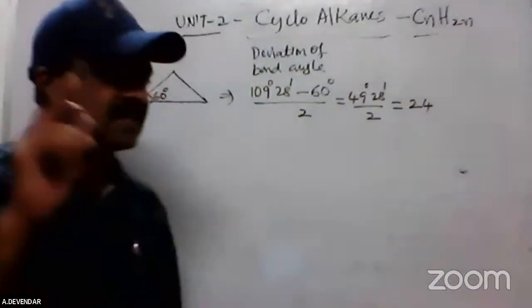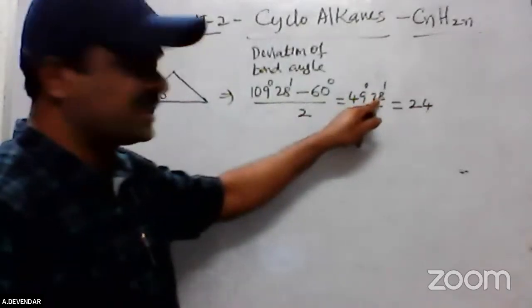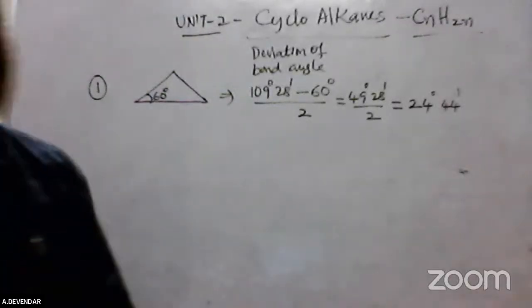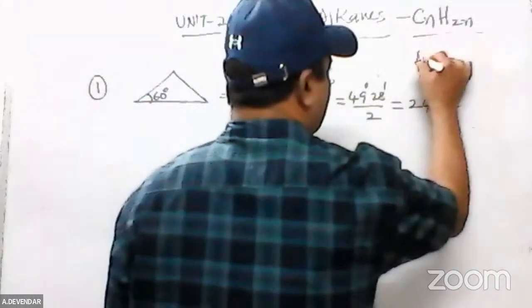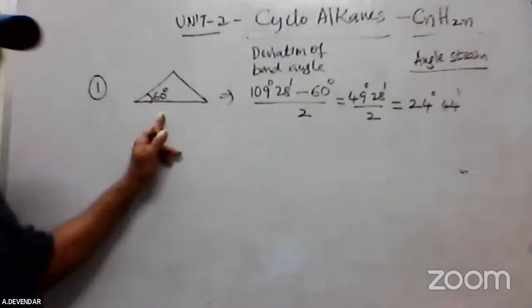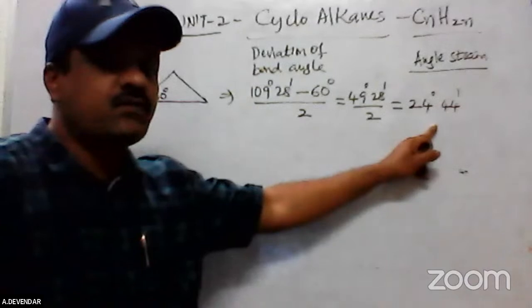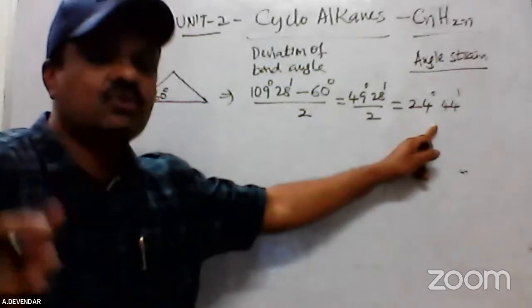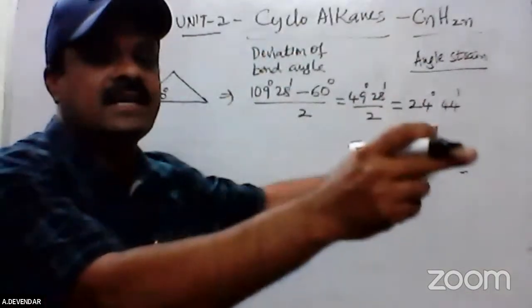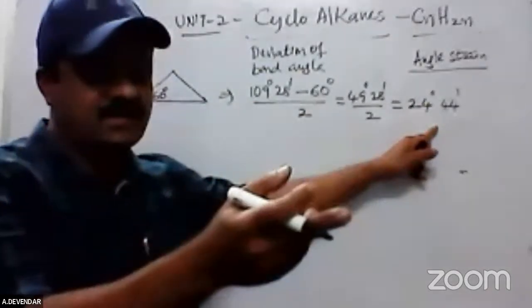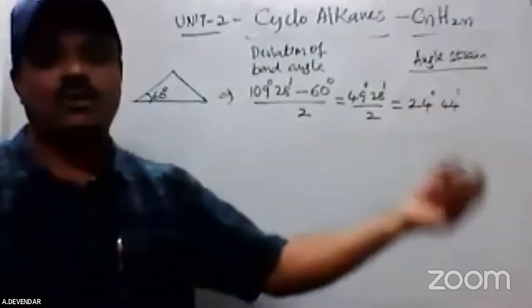Two 2s are 4, two 4s are 8. 1 degree means 60 minutes, so 60 plus 28 is 88. So it is 24 degrees 44 minutes. It is called angle strain. So cyclopropane has 24 degrees 44 minutes of angle strain. To remove this angle strain, it is easily ready to react with chlorination, halogenation, halogen halide, or hydrogenation. That's why the chain is opening.